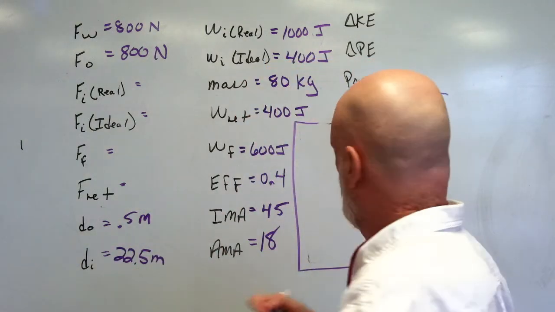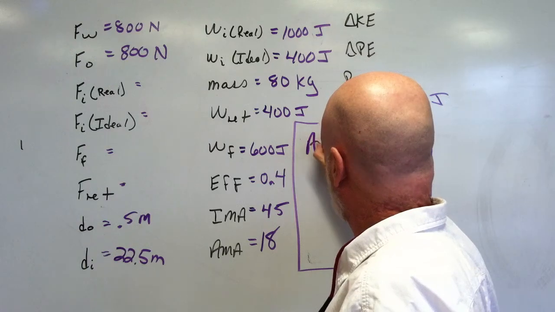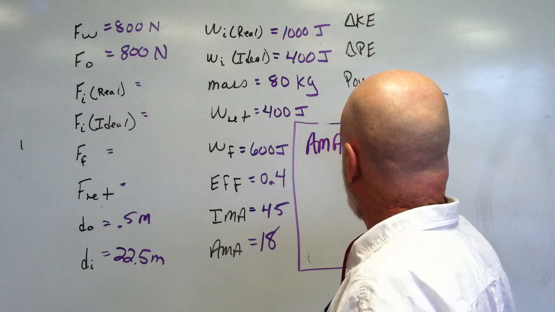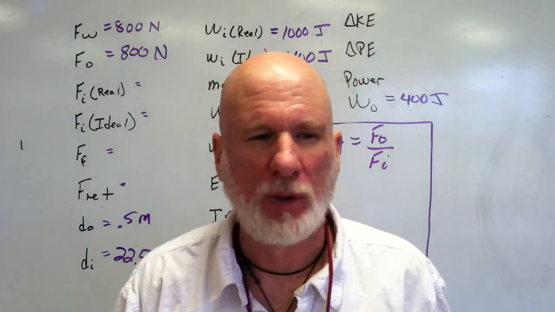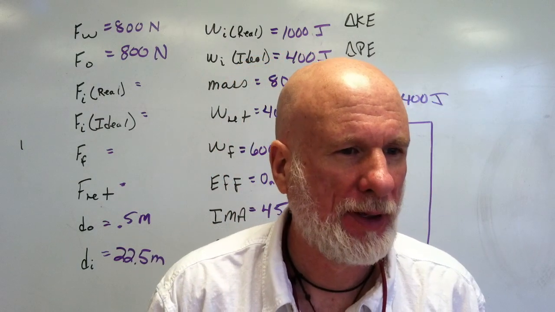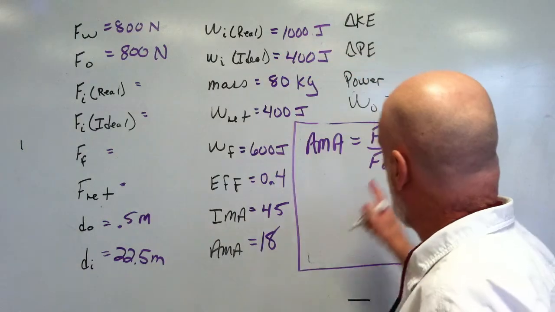AMA equals FO over FI. Do we know two of the three? Yes. What do we know? We know AMA and FO.